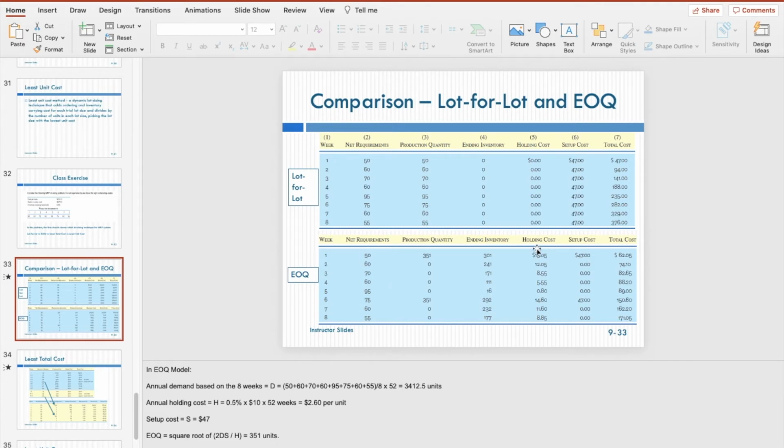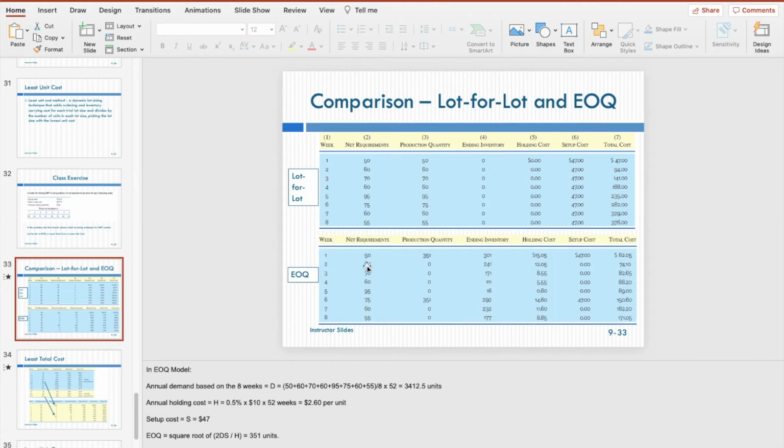You can calculate it yourself, and you will see this amount. So for that week, the holding cost is this amount. And in that week, since you ordered 351 units from your factory, you of course incur a setup cost, which is $47. If you calculate total cost, holding cost plus setup cost, you get 62.05. That's it. Very easy.